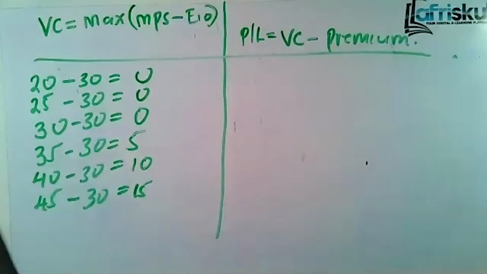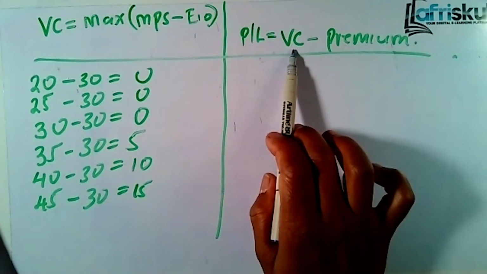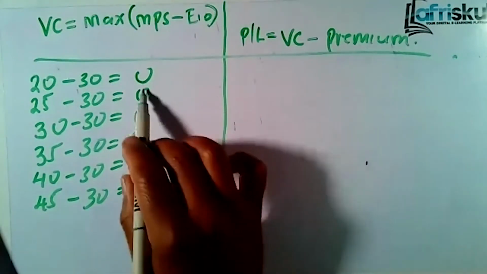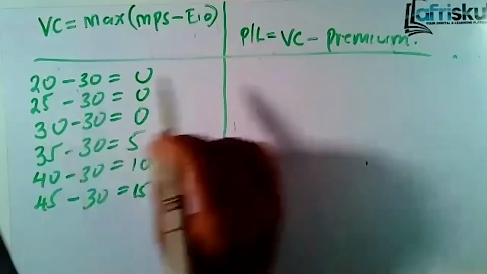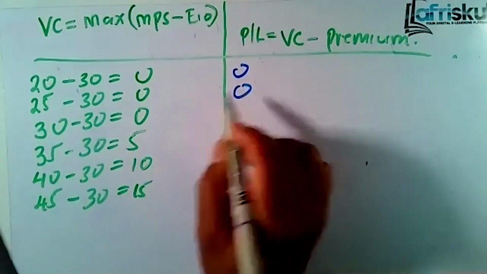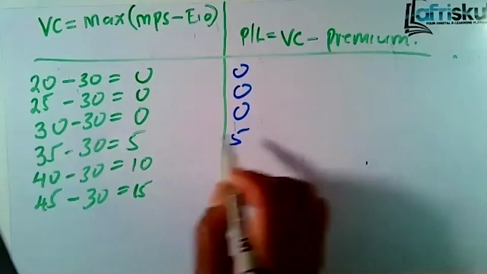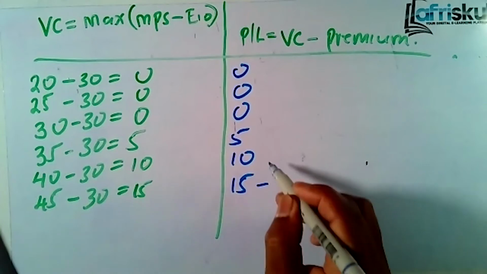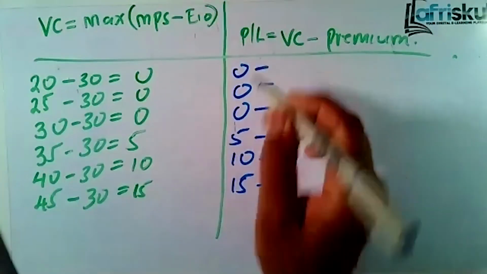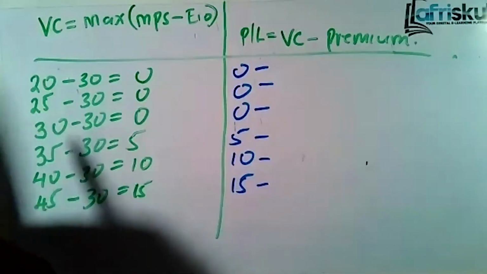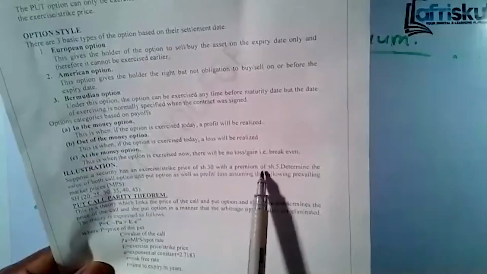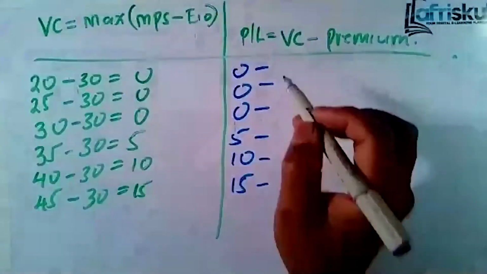Now, when you're getting the profit or loss, we say that you take the value of the call, you deduct the premium. We have said that the premium is just the transaction cost. So in this case, the value of the call was 0. Here we have gotten 0, 0. Here we have 5. We have 10. We have 15. Then we deduct the premium. Remember, we are told that. And put with a premium of 5. So that means we had a premium of 5.